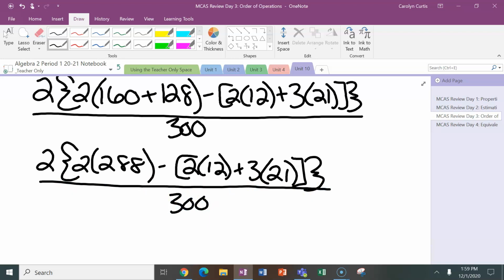So now that our inner parentheses are all simplified as much as they can be, we still have grouping symbols, so I'm going to work from the inside parentheses out, remembering that parentheses also means multiplication. So I'm going to deal with the 2 times 288 first.